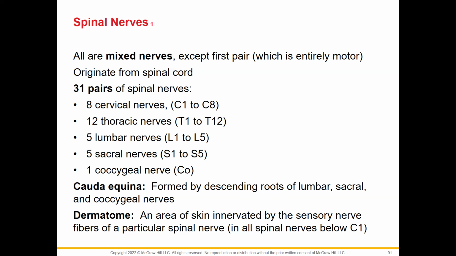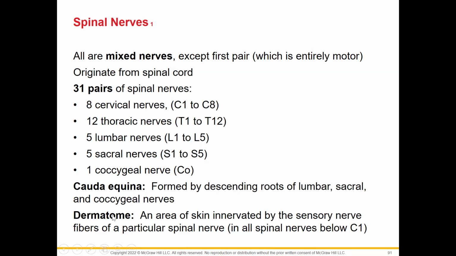A dermatome, derma meaning skin, a dermatome is an area of the skin innervated by a sensory nerve at a particular spinal nerve level. So when you look at images of dermatomes, you'll see these lines, basically pathways that the nerves travel. Each nerve will travel in its own pathway, innervating structures along the way.